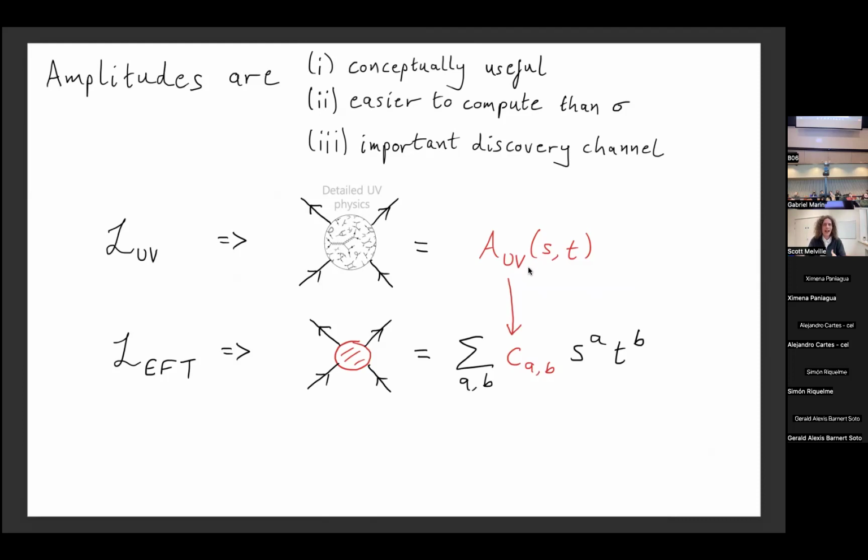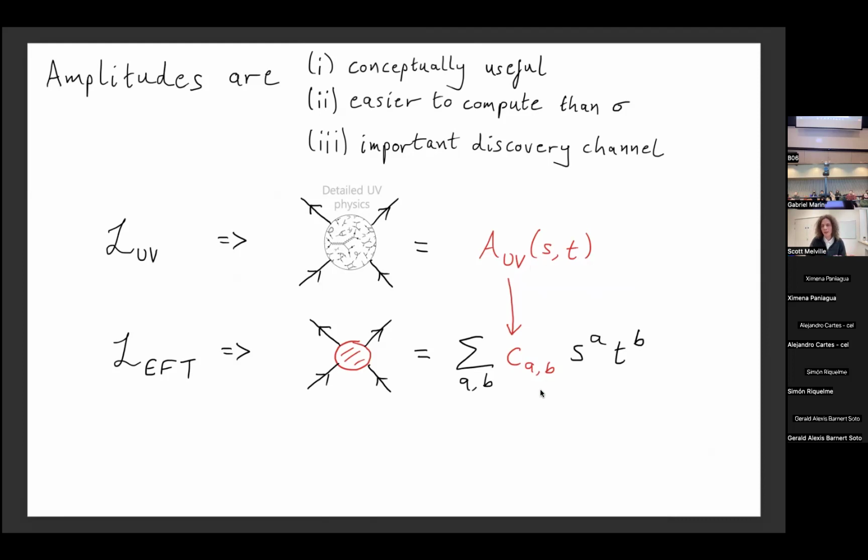it will have some corresponding high energy scattering amplitude, which depends on kinematic variables like the center of mass energy and the momentum transfer. These are so-called Mandelstam variables, S and T. Now, in practice, this is not what you measure. In practice, what you measure is some very low energy scattering process.